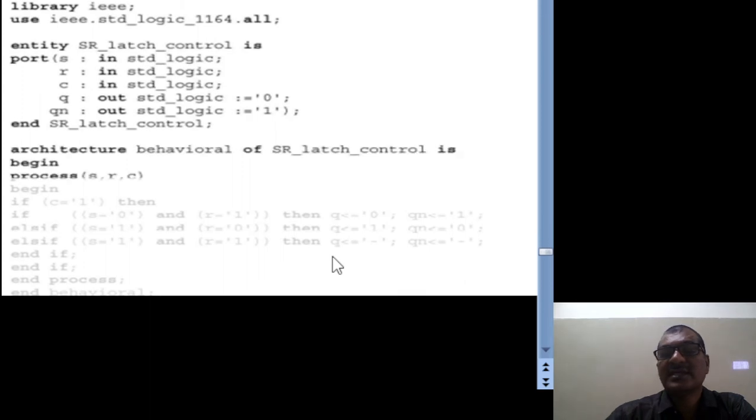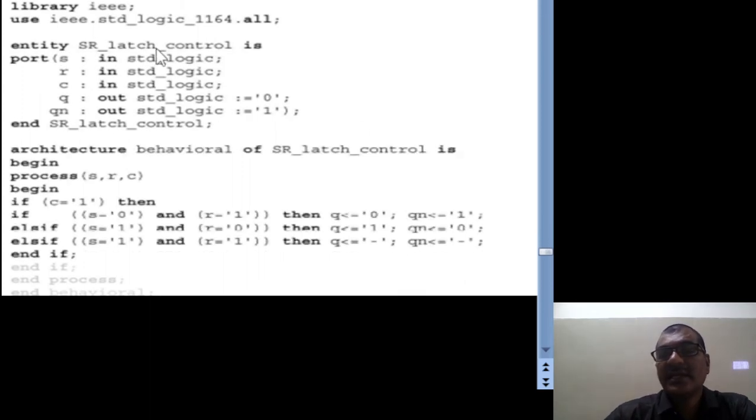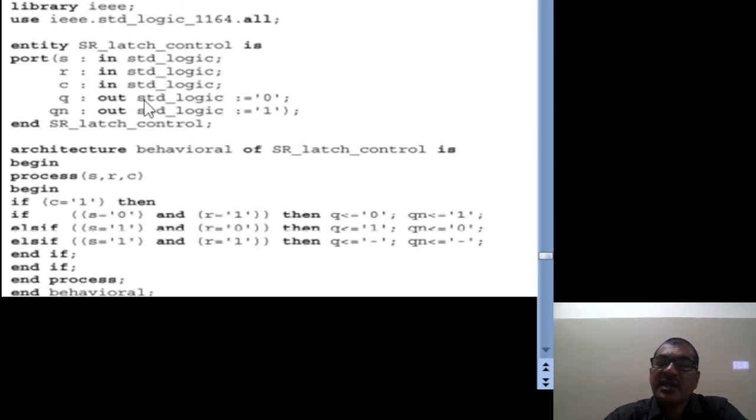See here, in the entity with the control input declared, S is one input, R is an input, C is the third input, and Q, Qn are the outputs, declared as out. Initially they are assigned Q as 0 and Qn as 1. That means the latch is in the reset state. Then the architecture, behavior of SR latch control.